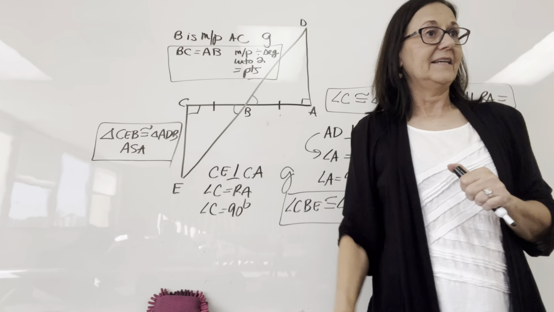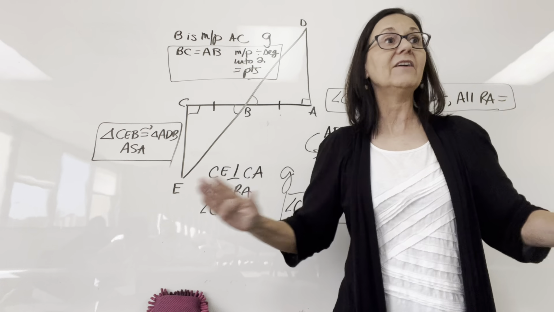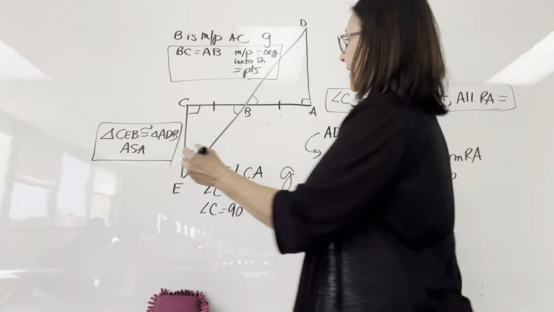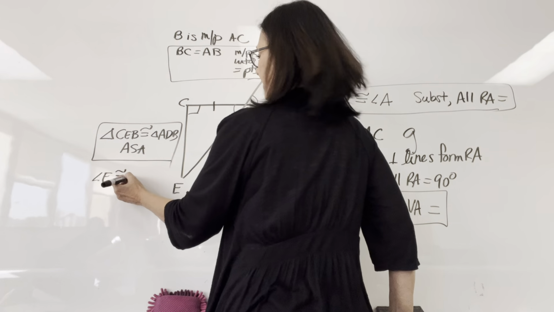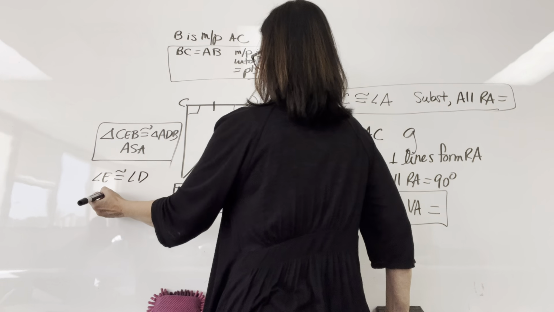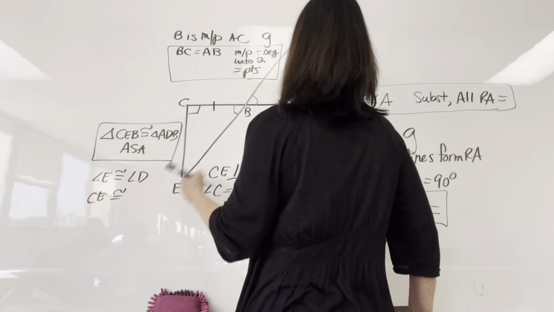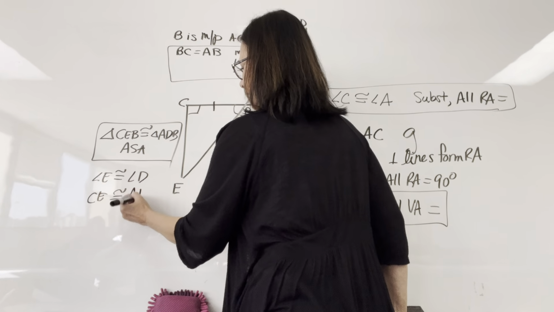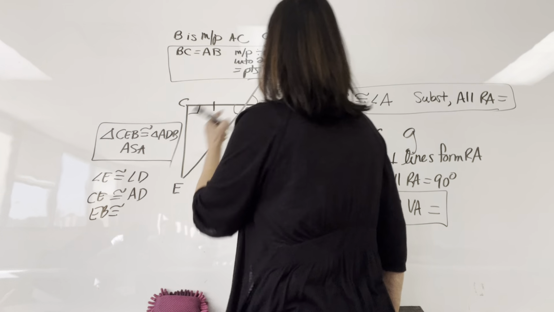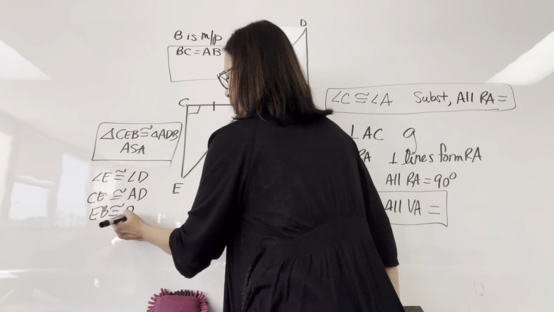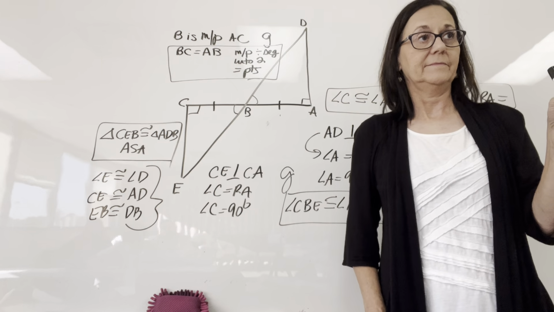DA and EC. So once I have a congruent statement, I can write any of those three statements. I can say angle E is congruent to angle D. I can write, what did we say? CE is congruent to AD. And I can write EB is congruent to DB. And my reason for that is always going to be this.